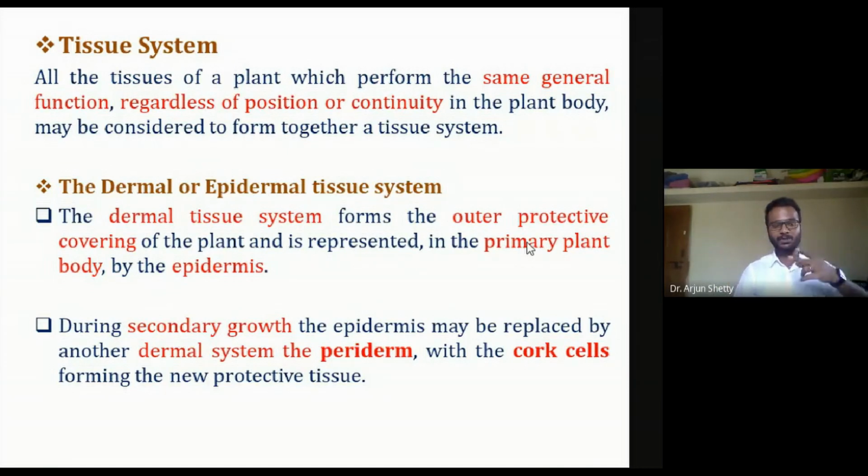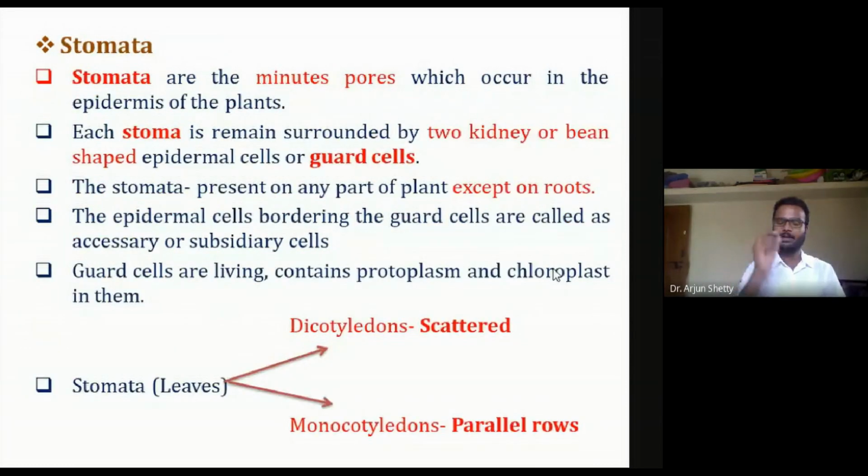So the dermal tissue system, the epidermis, exhibits two phases according to the growth of a plant body. During the primary growth, the prominent epidermal cells will be seen, acting as an outer protective covering layer. When the plant is at the secondary growth stage, the epidermal cells will be replaced by peridermal cells, which contain secondary growth cells, exclusively cork cells, and they act as the protective tissue for the plant during secondary growth.